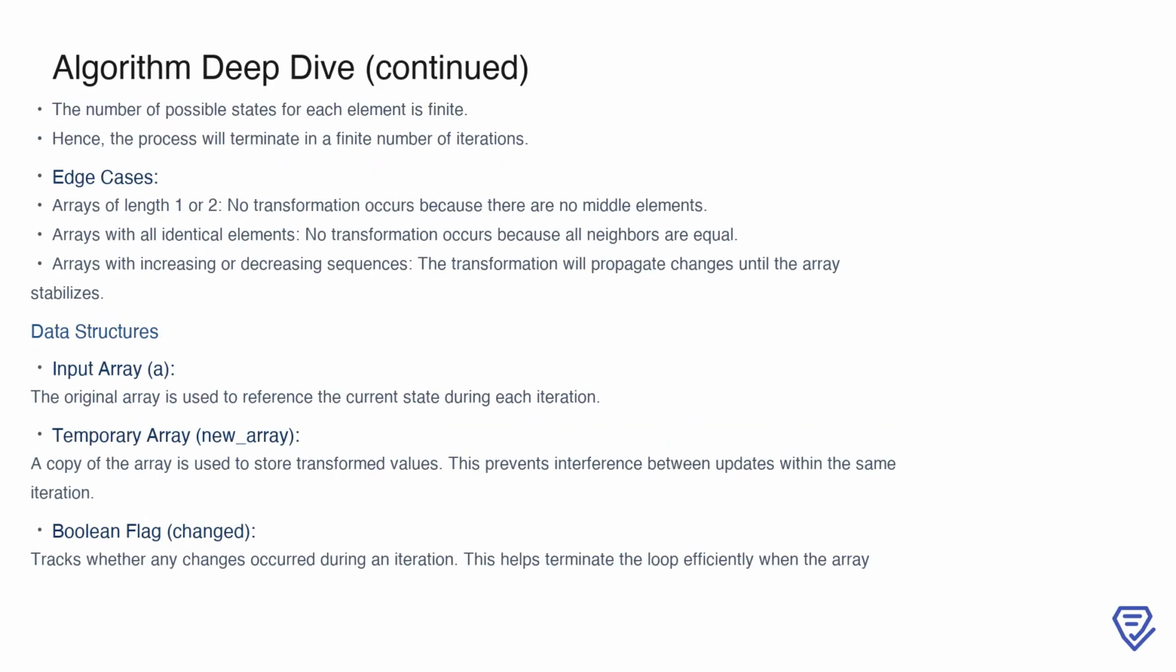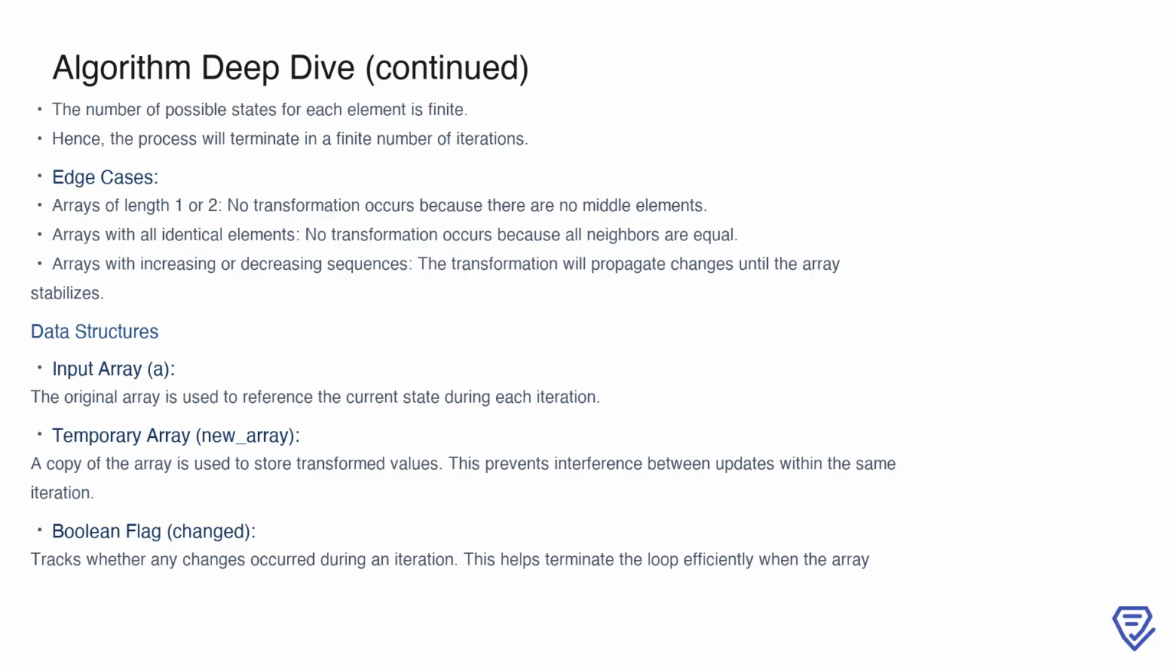This iterative simulation works effectively because the transformation rules are local, meaning each element's value is influenced only by its immediate neighbors. With each iteration, the array moves closer to stability as the changes gradually decrease. Stabilization is guaranteed because each element has a finite number of possible values, and with every iteration, the array either decreases, increases, or remains unchanged. Eventually, the process terminates after a finite number of iterations.